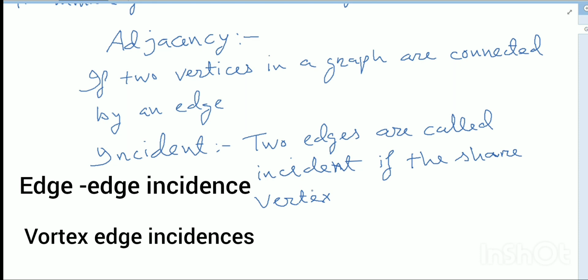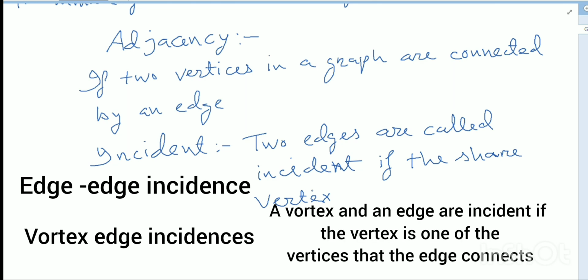Okay, so now I have to tell you that besides edge incidence there is another, vertex edge incidence. This definition is the vertex edge incidence. Another is edge incidence, two edges. This is the edge incidence, and vertex edge incidence is: a vertex and an edge are incident if the vertex is one of the two vertices that the edge connects. Okay, so you have understood there are two types of incidence.